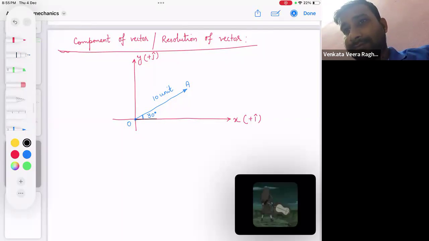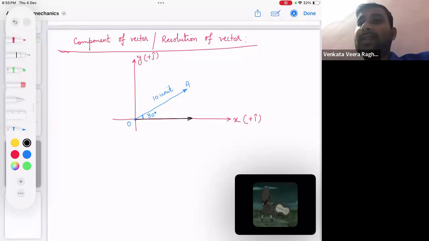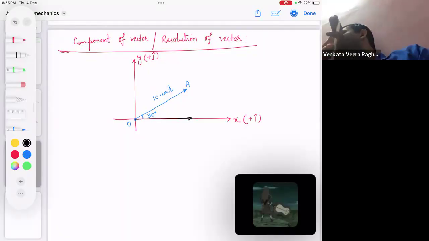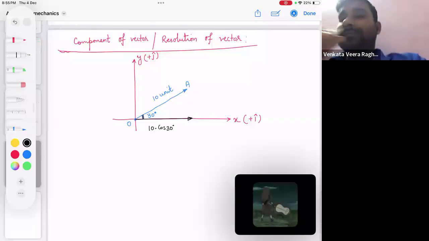So it will have 10 cos 30 as the i cap component, and 10 sin 30 as the j cap component. Yes. So this vector makes a 30-degree angle with the x axis. Whenever a vector makes an angle with the axis, that component will be the cos component, right? And the other component is going to be the sine component.